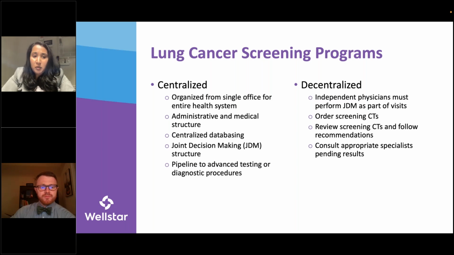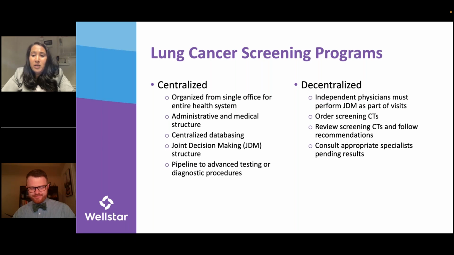And so lung cancer screening programs really come in these two flavors. A centralized program is something that will be organized out of one single office or one single group, whether it's the radiology group, the pulmonary group, thoracic surgery, but they have one team that works together through the joint decision making. They work together to coordinate follow-up exams, CT exams. They work together to coordinate procedures if the patients need it.